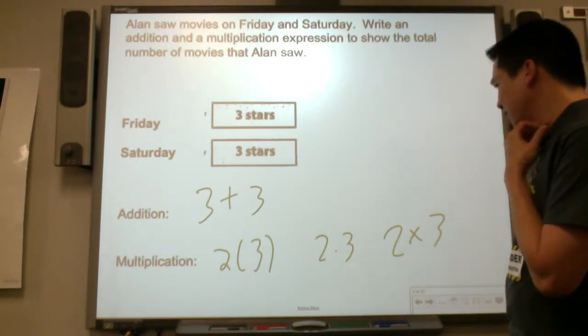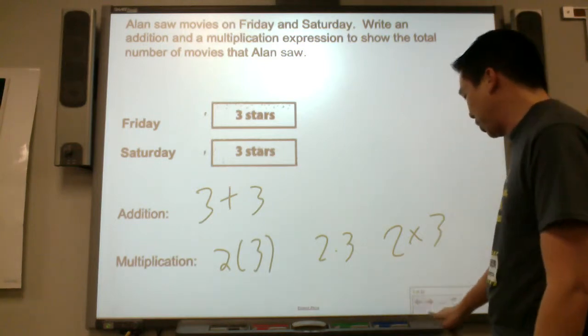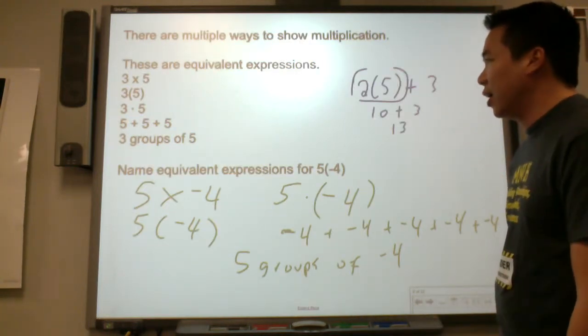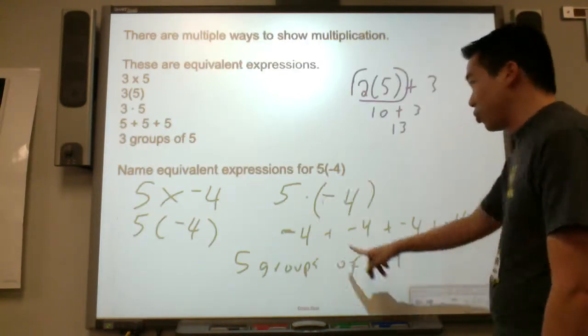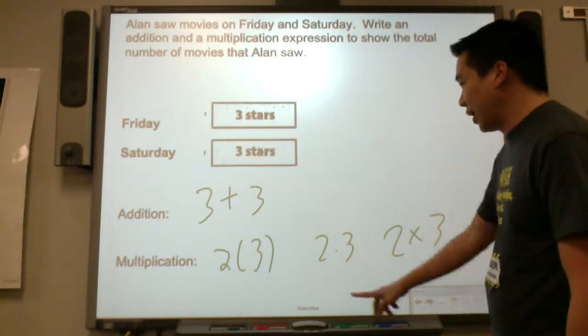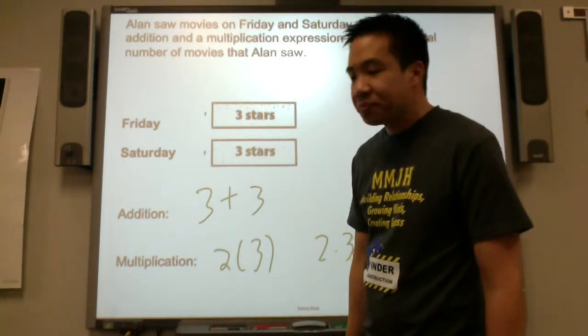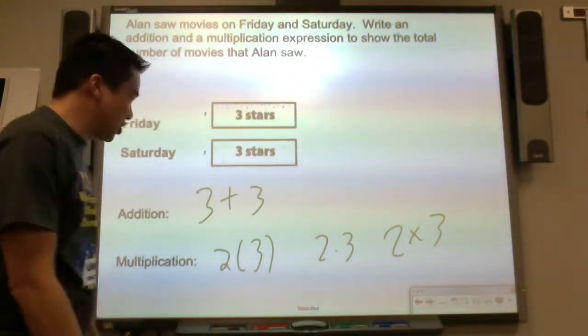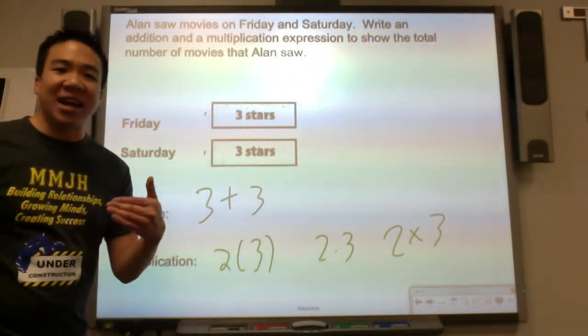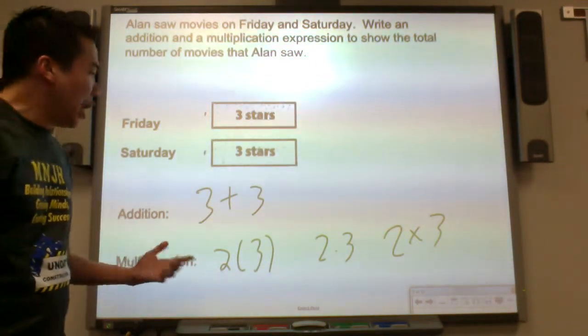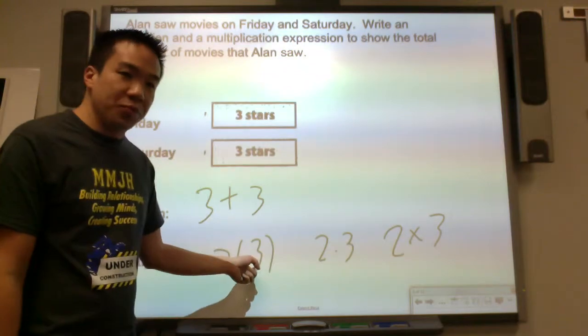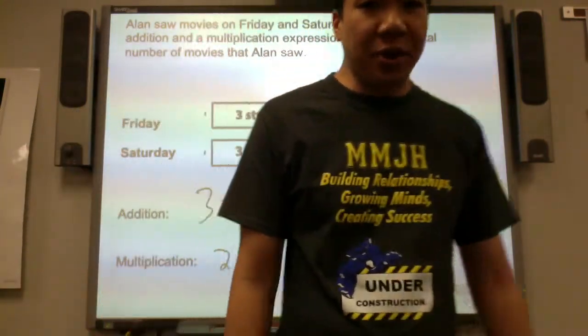And that's it. Let me go back to my previous example. Those are the three ones because the other one is more of a words. This is perfect. So the total number of movies you saw was 6, but how would you express that as an addition? 3 plus 3. That's how you would find it. How would you write it as multiplication? 2 groups of 3, 2 times 3.